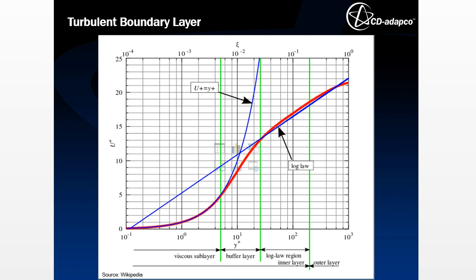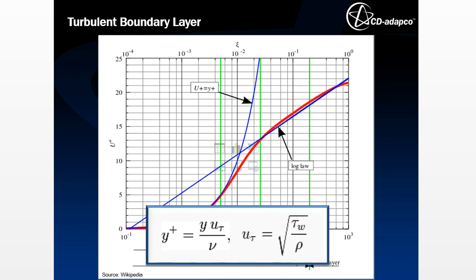The dimensionless wall distance y plus is defined as y plus equals y times u tau over nu. Nu is the kinematic viscosity. U tau is the friction velocity, which is also called shear velocity, and is equal to the square root of the wall shear stress tau wall over the density rho. The expression nu divided by u tau is also called the viscous length scale. The dimensionless wall distance y plus is therefore the distance from the wall measured in viscous length.